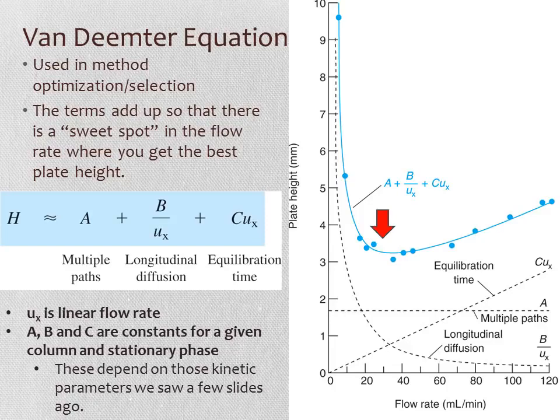factors for efficiency, add up so there's a sweet spot, which is right under that big red arrow. And that's where you get the best plate height, because you'll remember a small plate height is better, because a small plate height means you get more separations in a given length, and you're going to get better, more efficient chromatography. So the U here is the linear flow rate of the mobile phase. And all of these other things are constants for a given column and stationary phase, and they depend on those kinetic parameters we saw a few moments ago.